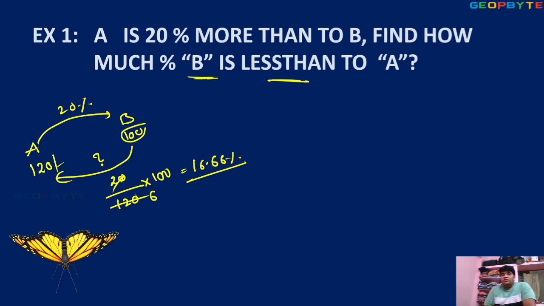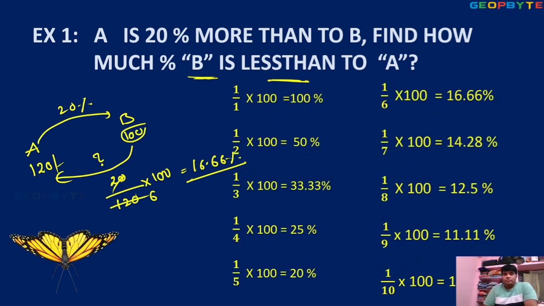But here we have a small shortcut. Already I told you, in part 1 we need at least 10 values: 1 by 1 into 100, 1 by 2 into 100. If you are perfect in those 10 values, there is a small shortcut. Observe the 10 values. Here A is 20% more. They are asking how much percentage less. They are asking less, so you can see the number below 20. What is the number below 20? 16.66. Direct answer. Suppose he is asking more, you can check the number above. Completed.